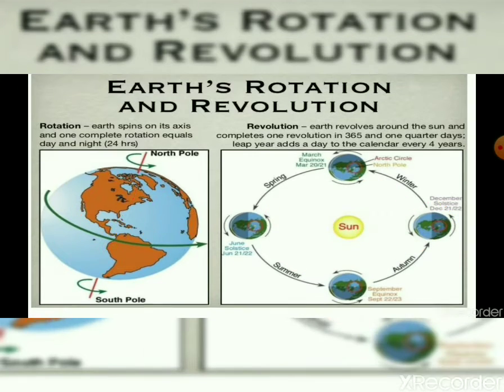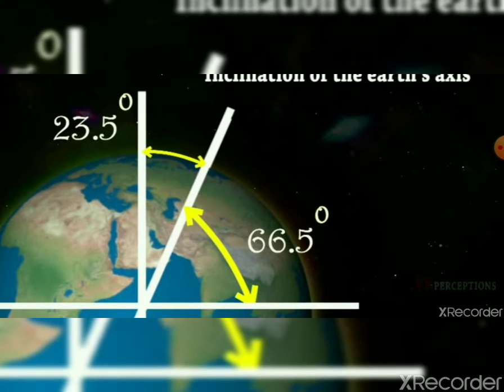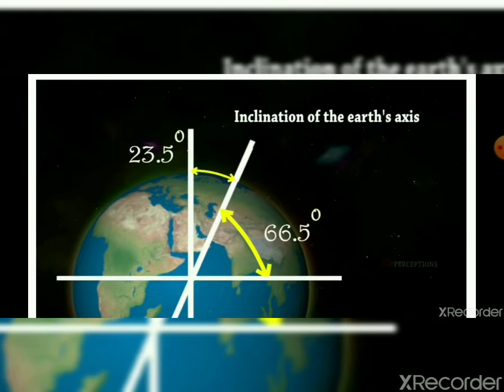The axis of the earth, which is an imaginary line, makes an angle of 66.5 degrees with its orbital plane. As you can see in the picture also, the axis of the earth makes an angle. You can see the angle of 66.5 degrees with its orbital plane. The plane formed by the orbit is known as the orbital plane.